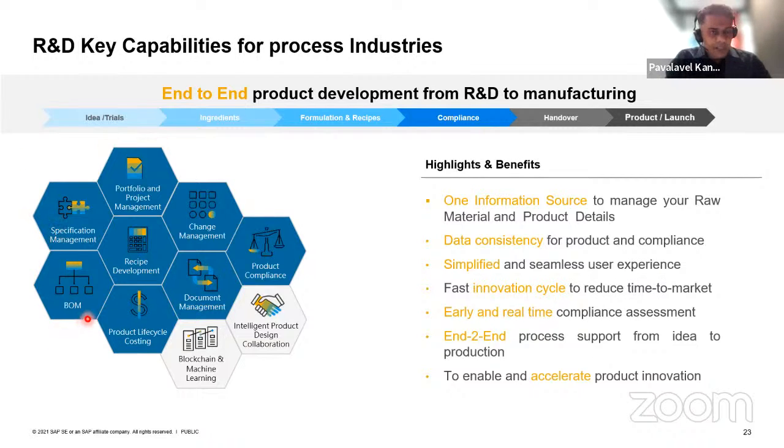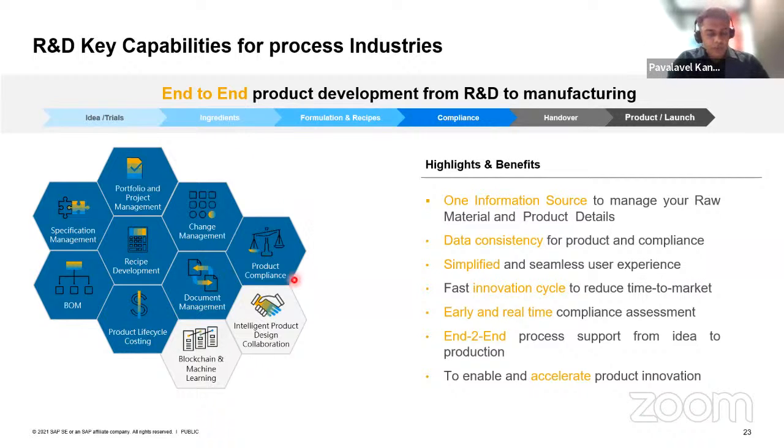You come up with a bill of material which is required to produce this material, and then you go with the life cycle costing. And throughout this, you will also need document management to maintain the different documents which can be used for your regulatory requirements or your product compliance requirements. And then once the entire thing is complete, you hand it over for the product launch.